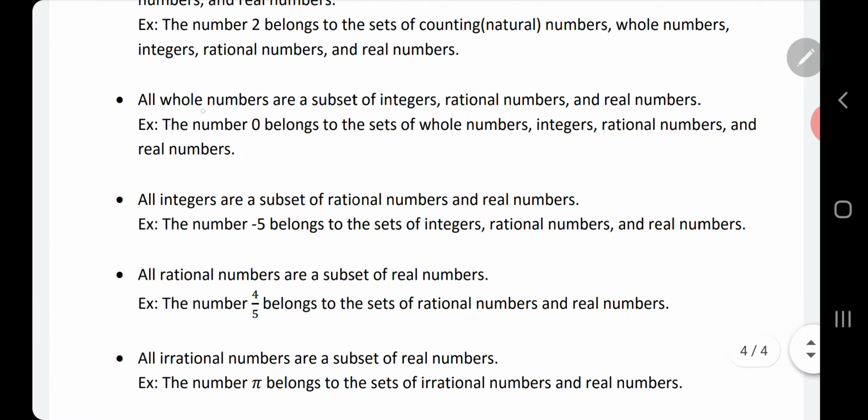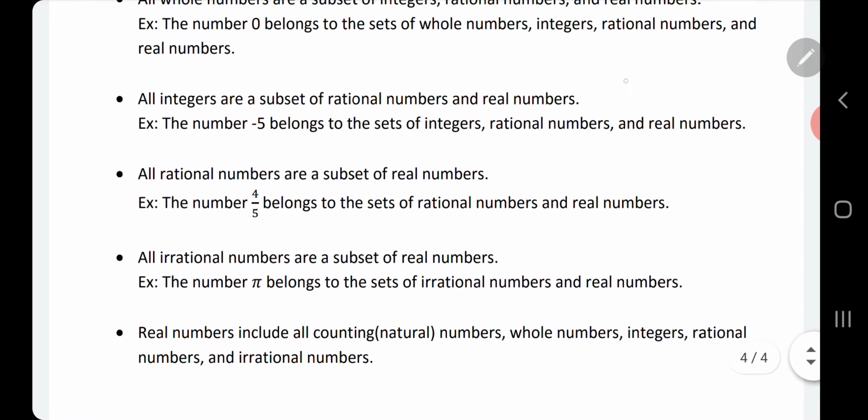Another number, for example, the number 0. 0 is not a counting number, but it belongs to the set of whole numbers. Therefore, since it belongs to the whole numbers, and the whole numbers are a subset of all the others, 0 is a whole number, integer, rational number, and a real number. Another example is the number -5. It belongs to the set of integers, therefore it also belongs to the rational numbers and the real numbers.